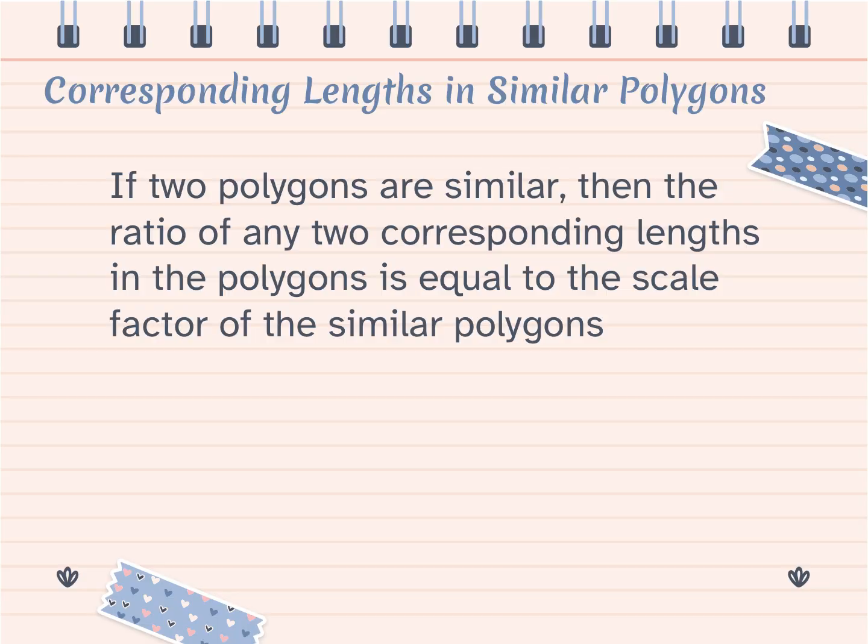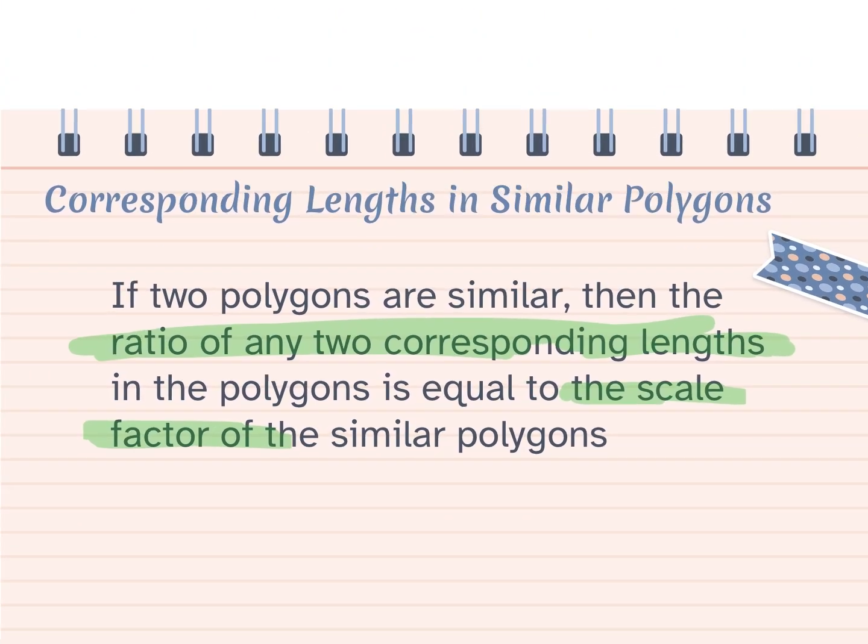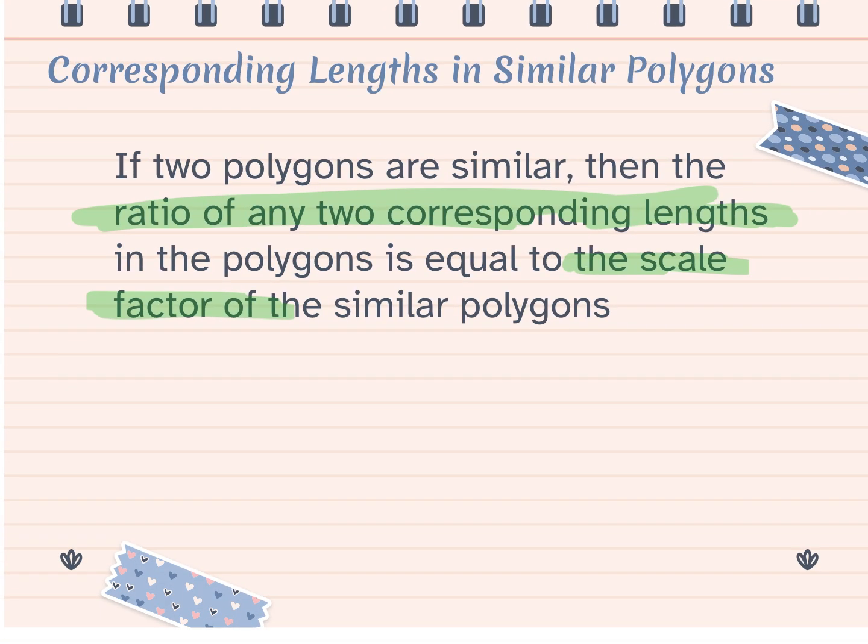Corresponding lengths and similar polygons. Looking at this question. If two polygons are similar, the ratio, okay, we kind of already went over this. The ratio of any two corresponding lengths is equal to the scale factor. Okay, so we basically said this in D. The ratio of any two corresponding lengths, the side lengths, is the same as the scale factor, which is also the same as your ratio of the perimeter. Okay, all of those are going to be the same. That's all you need to know for this slide.